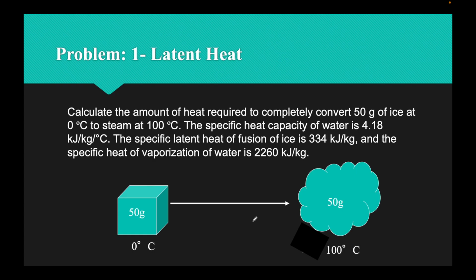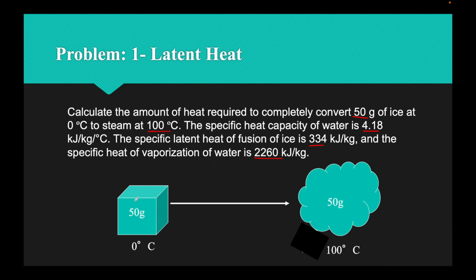Here is a big problem that we would have to perhaps solve. Calculate the amount of heat required to convert 50 grams of ice to steam. The specific heat capacity of water is this, the specific latent heat of fusion is this, and the heat of vaporization is this. So you'll see that there are multiple stages.